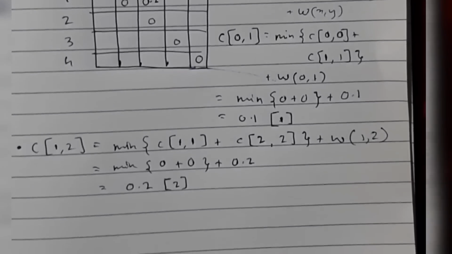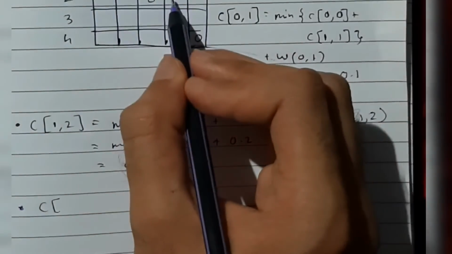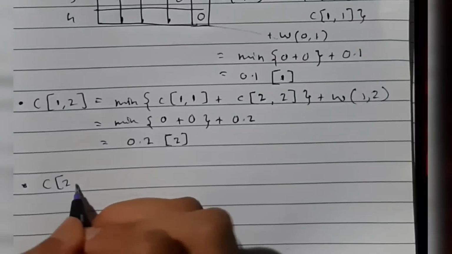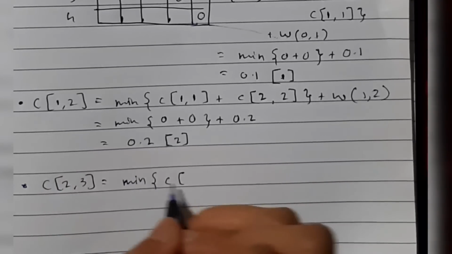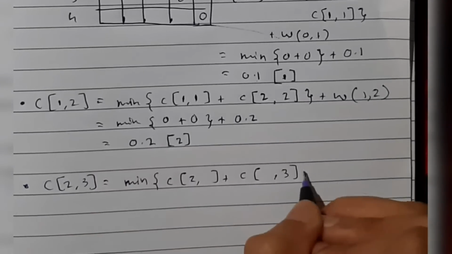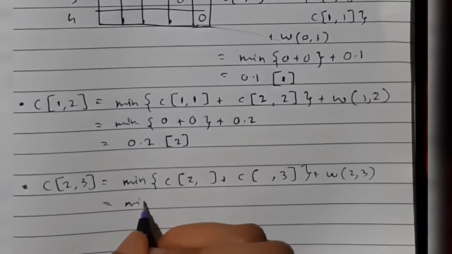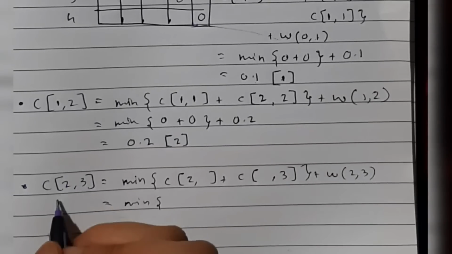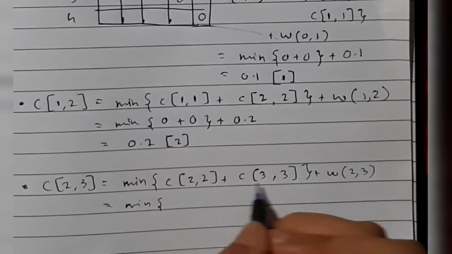Okay. Now let's take a third example. We'll be filling this cell. In this cell it is 2 and 3. Okay. C of 2 comma 3 is equal to minimum of C of 2 comma something plus C of something comma 3, plus W of 2 comma 3. Now tell me what keys we have here to fill. We have 2 to 3, we have two keys. The first one we'll ignore, so we'll be remaining with only 3. So we'll be filling here 3, and 3 minus 1 is 2. So we got 2 comma 2 and 3 comma 3.